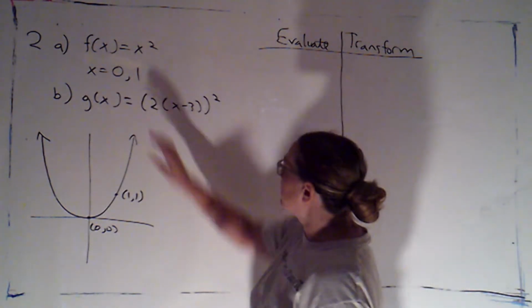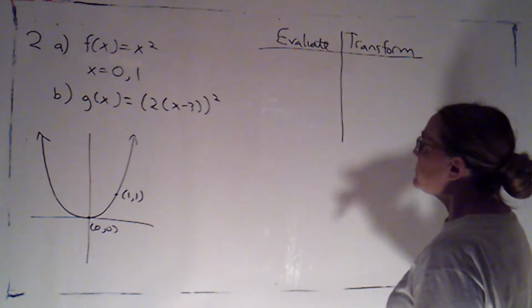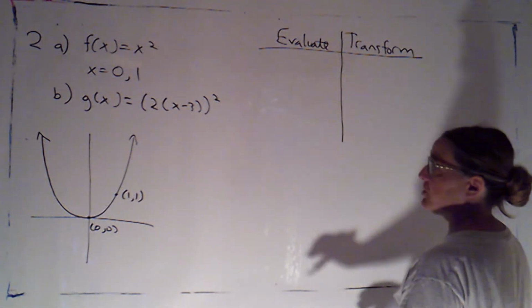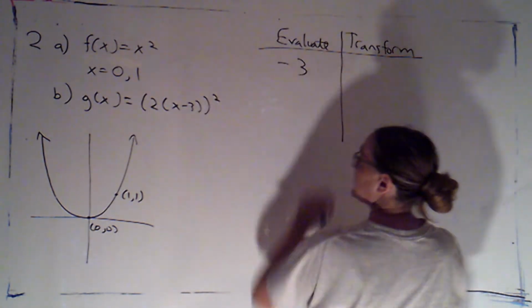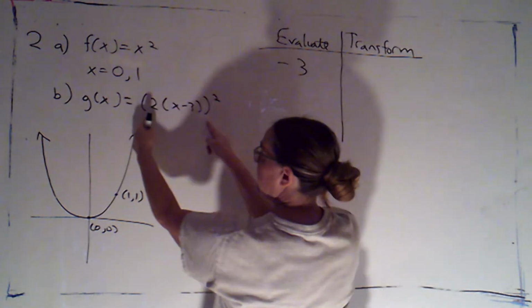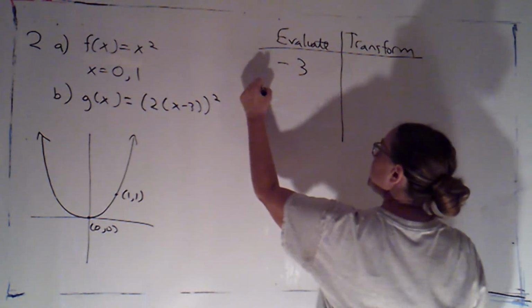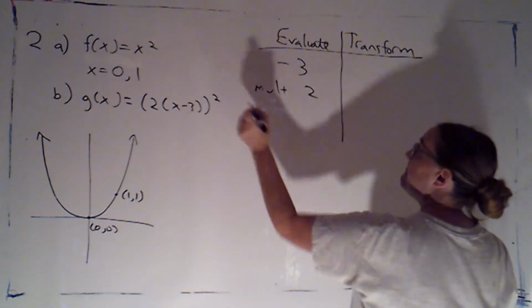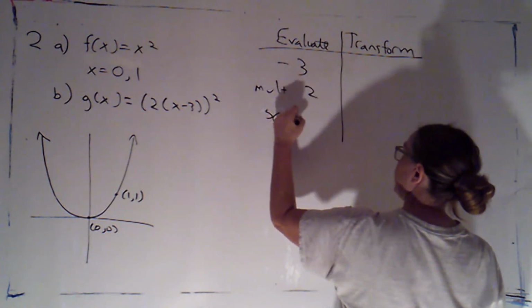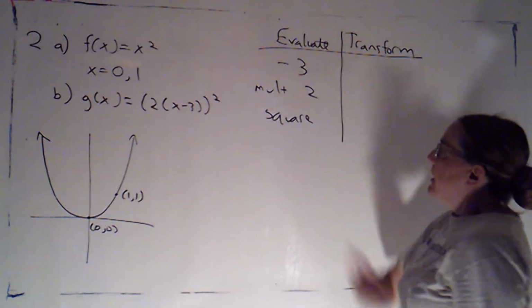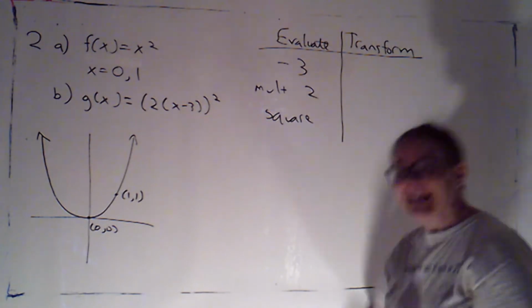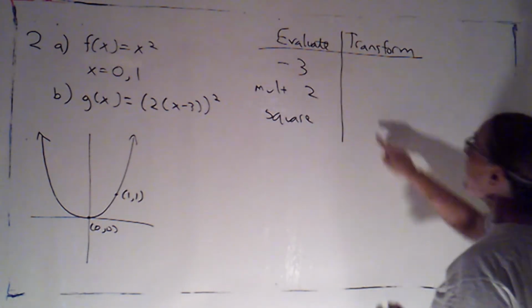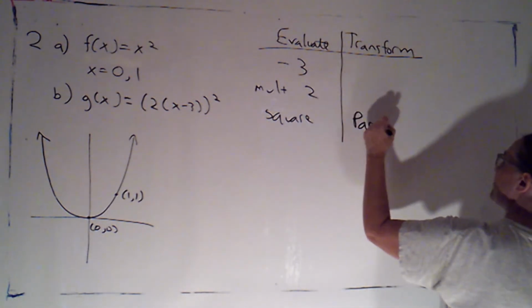Now, for part B, we're graphing this transformation. So, in evaluating the function, I start with parentheses. So the first thing I would do is subtract 3. Then I would work with these parentheses. I would multiply by 2. And then I would square things. Then I would do the exponent. Okay, so I had 2 sets of parentheses and then an exponent. Now, squaring things, that's my parent function.